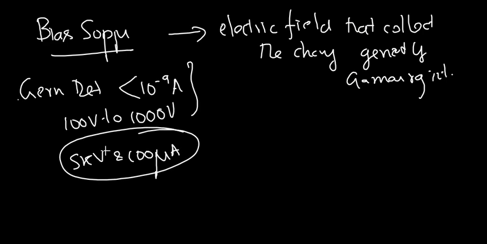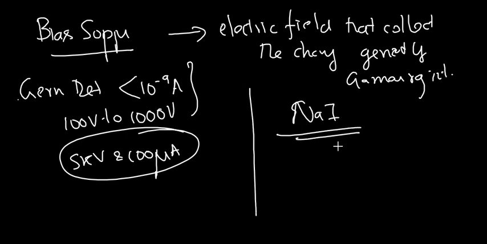And the bias required for a scintillation detector, this is for germanium, for sodium iodide, that is our scintillation counters, will be in the order of a few thousand volts, and the current is usually in the range of 1 to 10 milliampere. Normally these power supplies come as an integrated module.